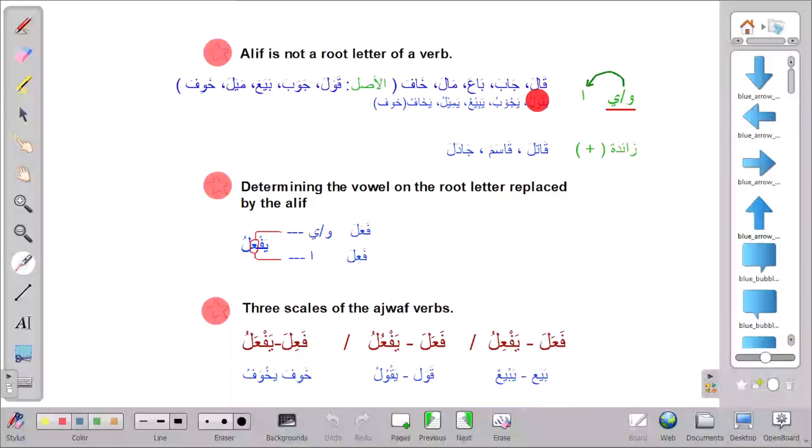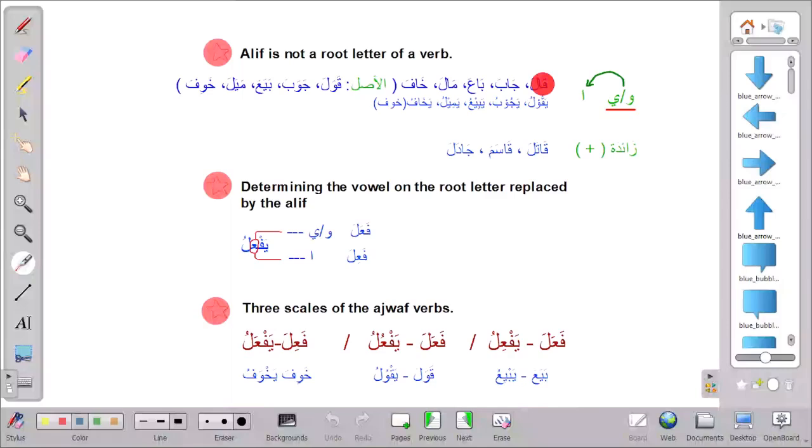Yakulu means he is saying. Kola, he said. Yakulu, he is saying. So if I look at yakulu, what is there? Is it wow or ya? Yaku, you can see the wow. So meaning it was initially kawala. So you simply look at the mudore.